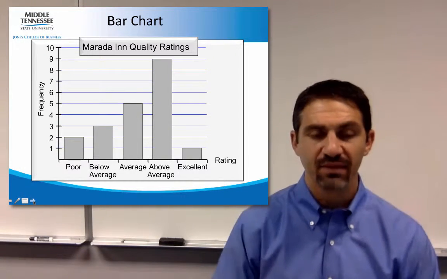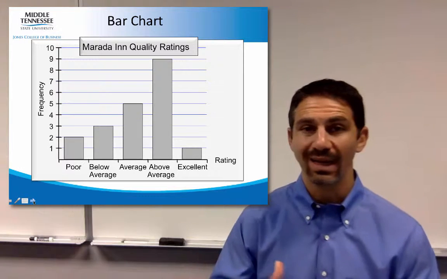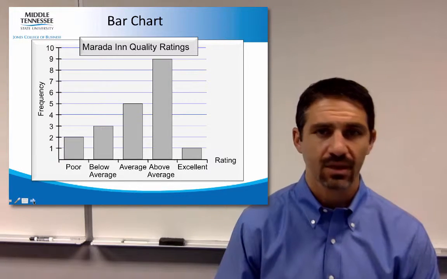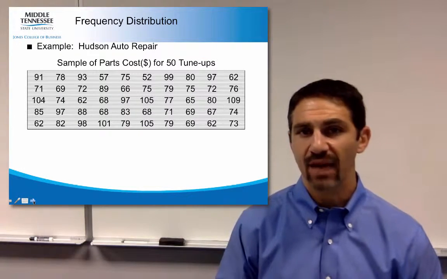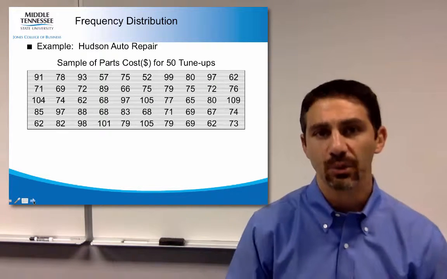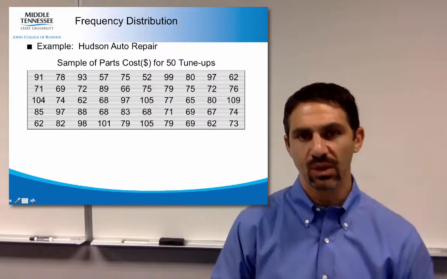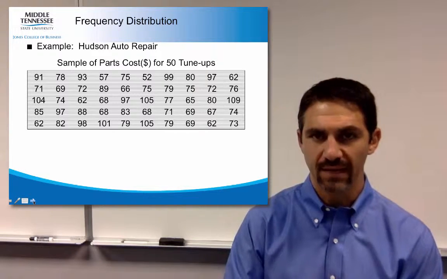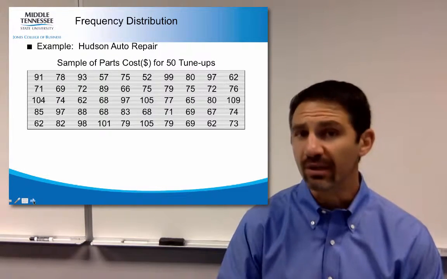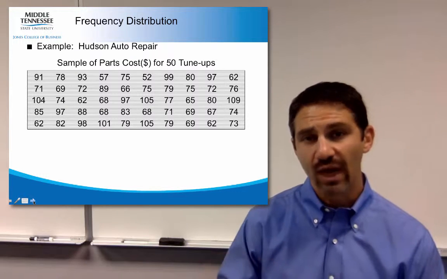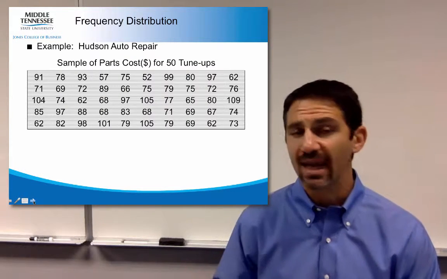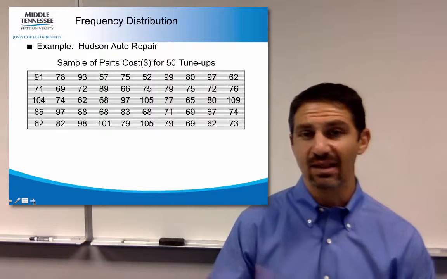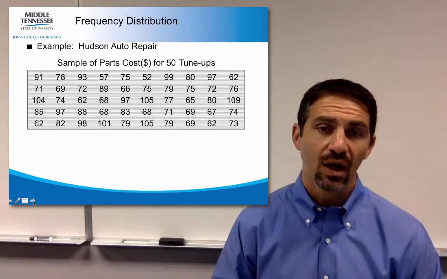So with this type of data, you can see what it kind of looks like. Another thing we can do is take a look at real data. You remember the Hudson Auto Repair example from Chapter 1. In this case, we don't have ordinal data. We don't have interval data. We have ratio data. And with ratio data, again, we can find out that the average is 79. That helps us out.